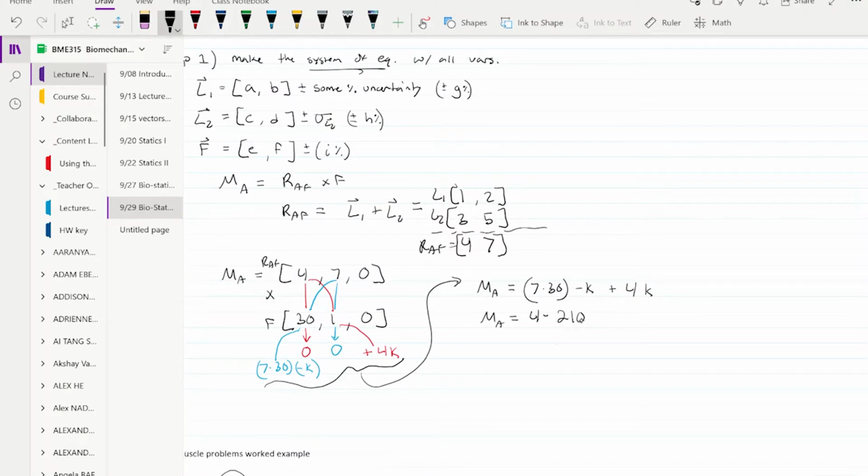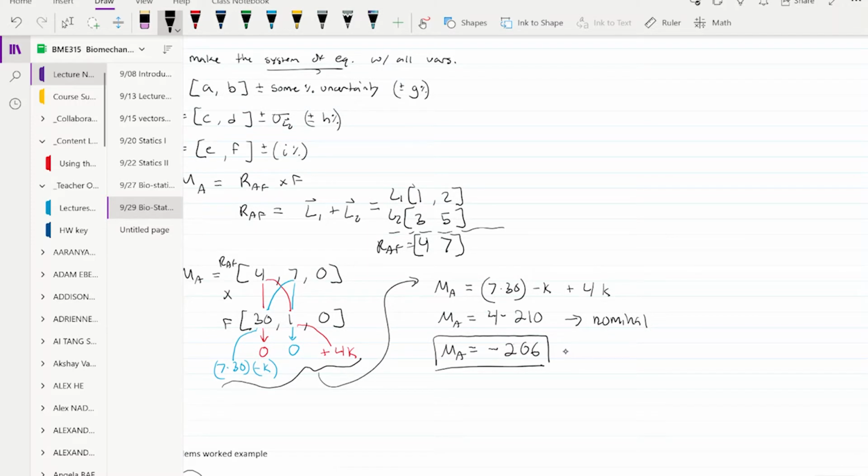So that's the nominal. This is going to be our not what's called nominal. And that is going to be equal to MA is negative 206. But remember, we wanted the uncertainty too. We wanted to know what is the uncertainty.